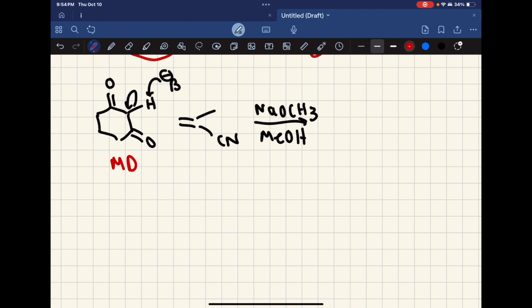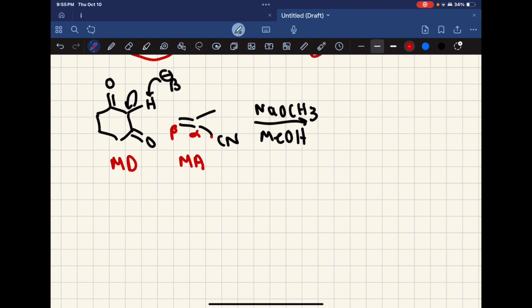And then this is an alpha beta unsaturated nitrile. We have not seen a reaction pathway to make these in terms of aldol, but it looks like an alpha beta unsaturated carbonyl. Remember, the CN group is really just a carbon nitrogen triple bond, so another deficiency, and it's in conjugation with the alpha beta alkene. Okay, so this looks like it could be my Michael acceptor. So it would react very similarly.